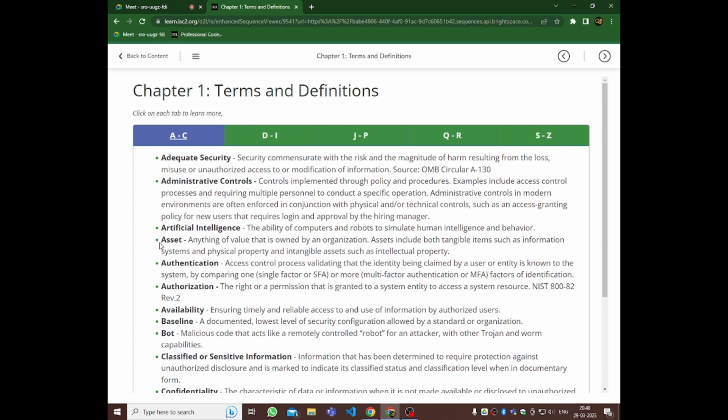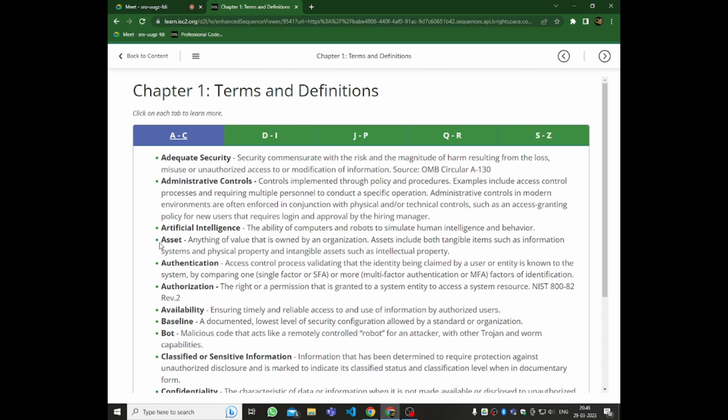Authentication: an access control process validating that the identity being claimed by a user or entity is known to the system by comparing one factor (single-factor authentication, or SFA) or more (multi-factor authentication, or MFA) factors of identification. And the next is authorization: the right or permission that is granted to a system entity to access a system resource.